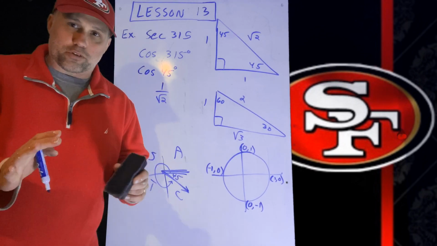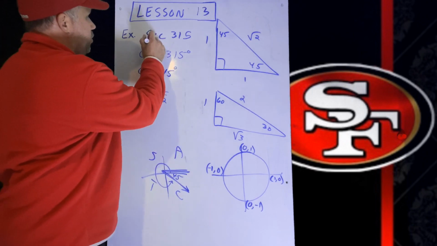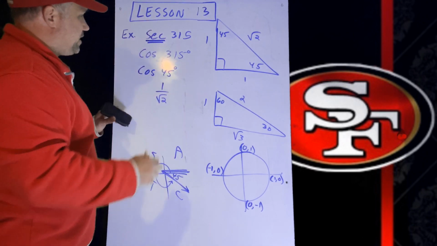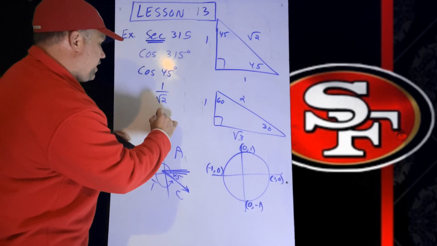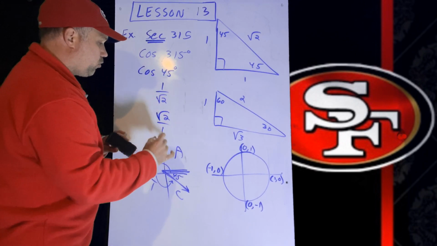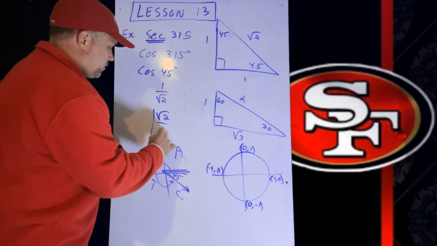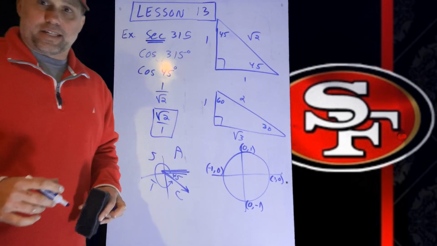Now remember, there's one more step here though, because the original question wanted the secant. Secant is the reciprocal of cosine, so I need to take this answer and flip it to radical 2 over 1, or just radical 2. And that is my final answer.